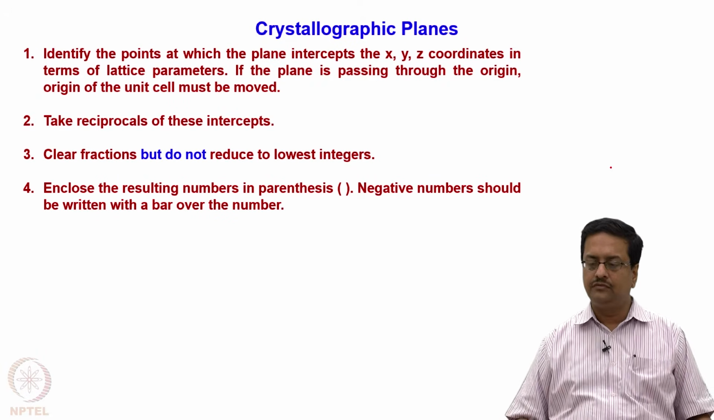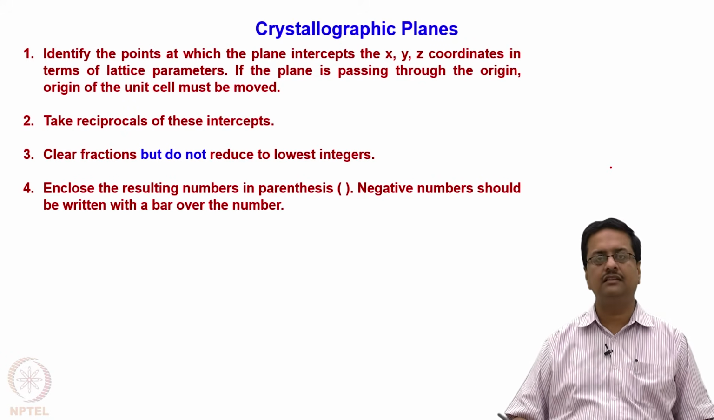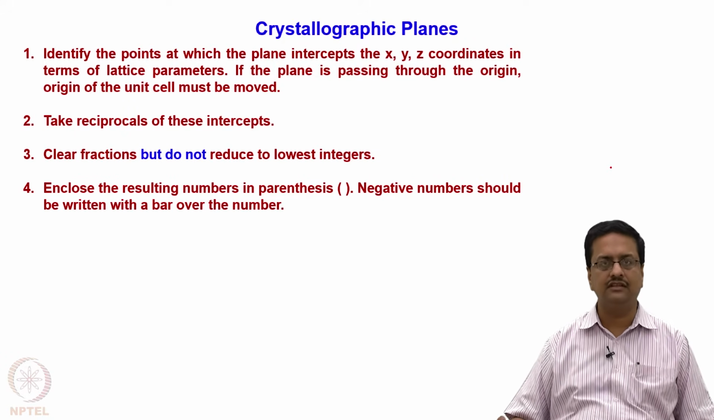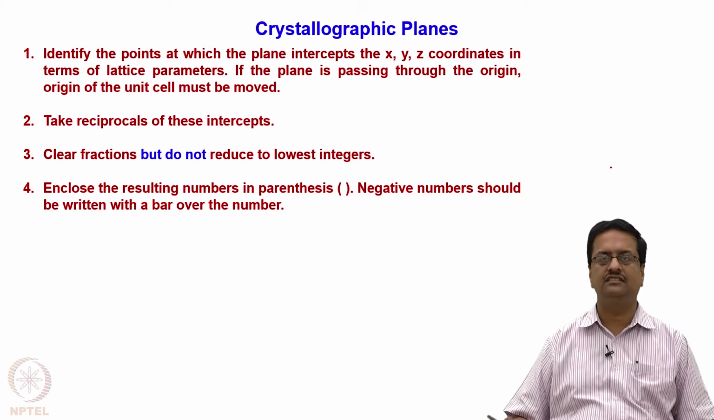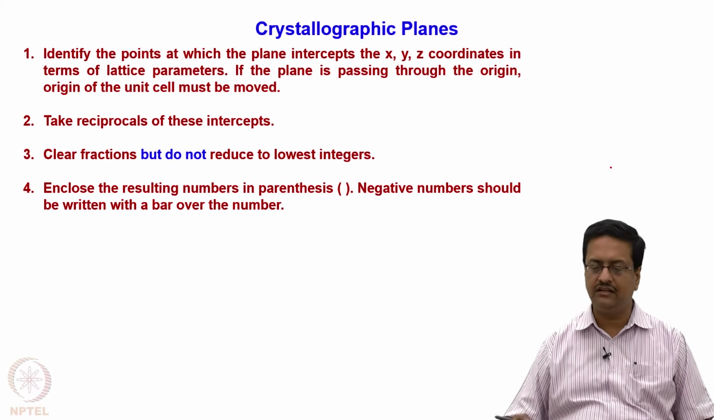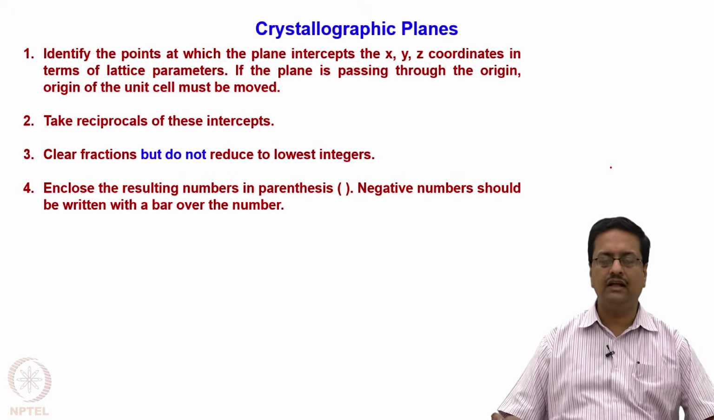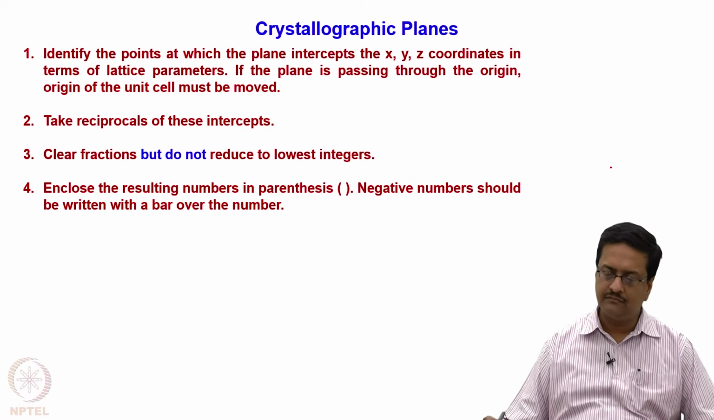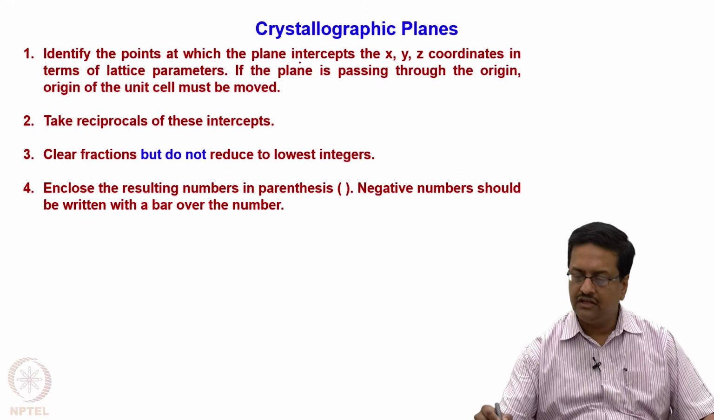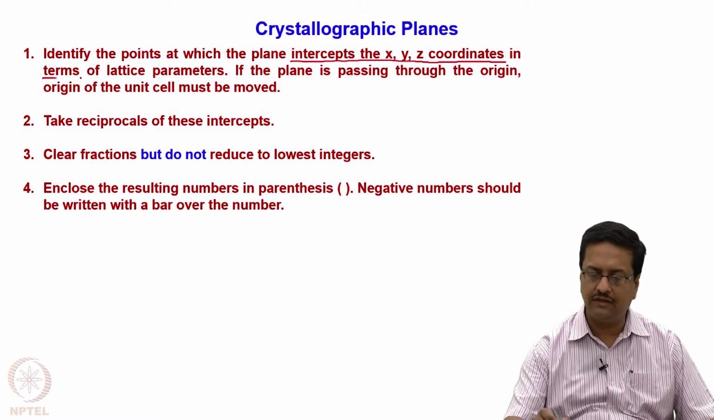Now I would like to move to the crystallographic planes. We would like to designate the planes in the same manner as the directions using 3 indices H, K and L, and we try to determine those Miller indices by using a procedure which I am going to describe now. So what we need to do is we have to identify the plane in the lattice. We need to find out the intercept of x, y, z coordinates in terms of lattice parameters.